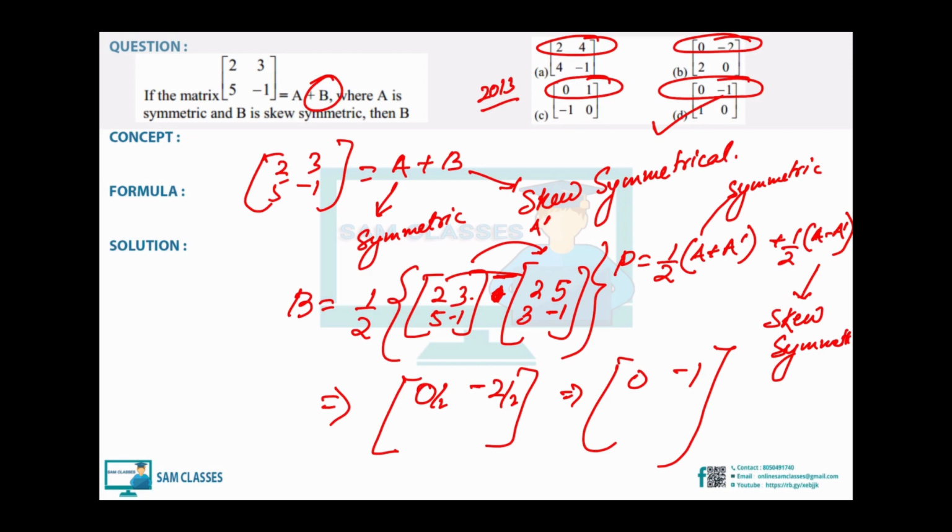Whenever we get a 3 by 3 matrix also, we'll just do it for one row or one column, whichever you like.